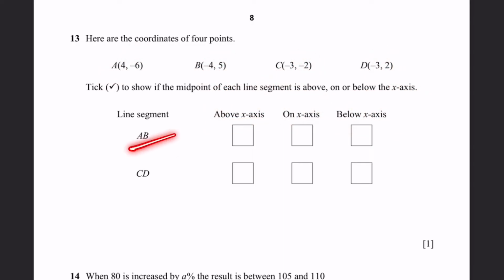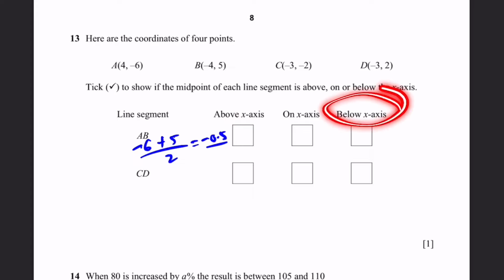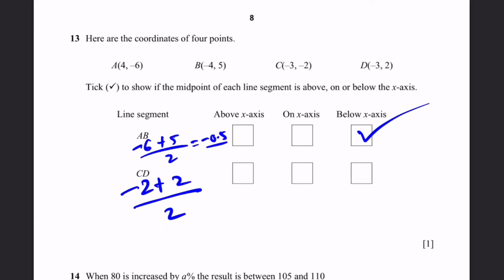Now for line AB. We see that there's minus 6 and 5. If we take the midpoint, we get minus 6 plus 5 divided by 2, which is minus 0.5. This is negative, or less than 0. Y is less than 0. Therefore, it is below the x-axis. Now for CD, we have minus 2 and 2 as the y values. If we add these two and divide by 2, that's the same as taking the average. We get 0. Since y is equal to 0, it is on the x-axis. That's our answer. Question 14.